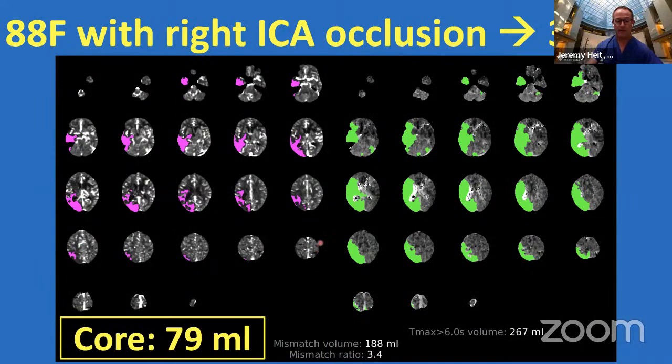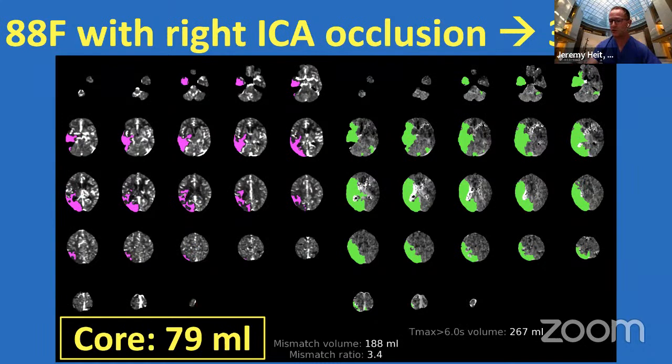All right, so that's a pretty good size core, even though there's a much larger penumbra that's mismatched to this and that's bigger. Some people would say a core of 79 in an 88-year-old, this is someone you don't want to treat, but you want to know that this is accurate. And this patient is being scanned only 31 minutes into their stroke. So you've got to worry about the ghost core.